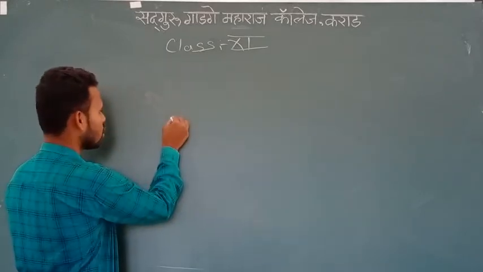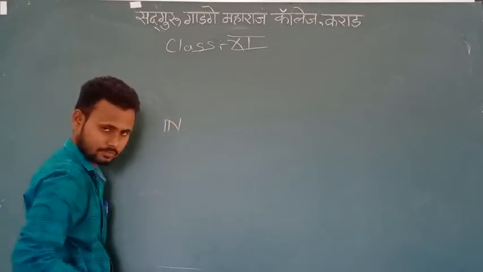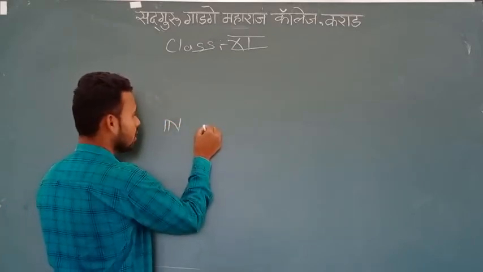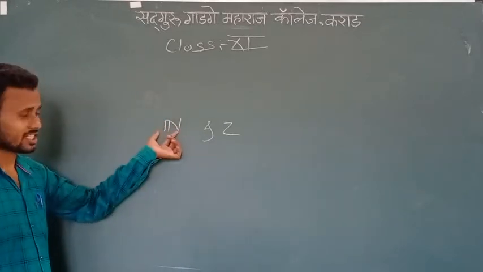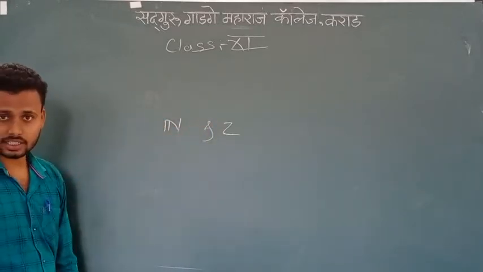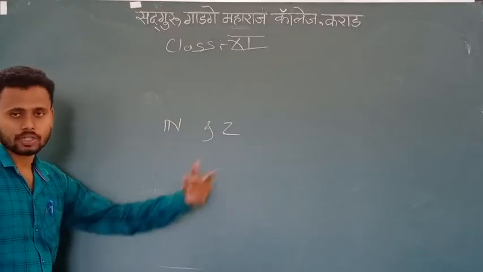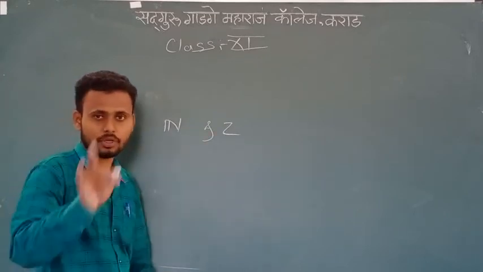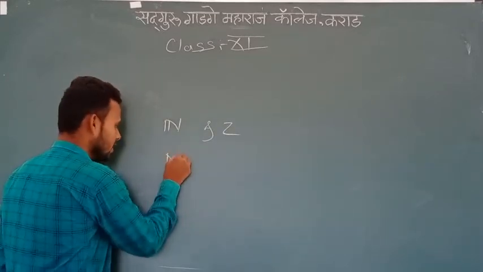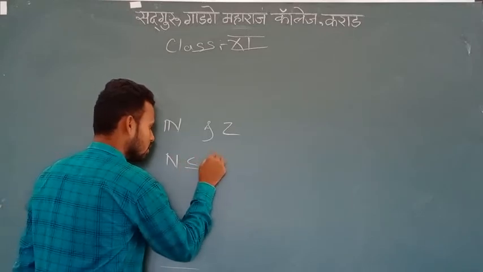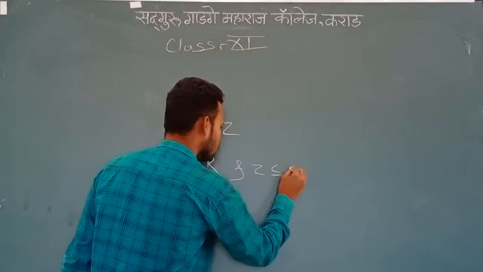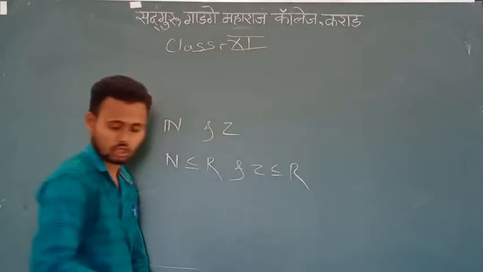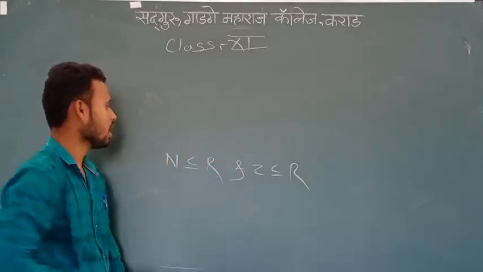We know that the set of natural numbers N and the set of integers Z are the subsets of the set of real numbers. Means N is a subset of R and also Z is a subset of R.